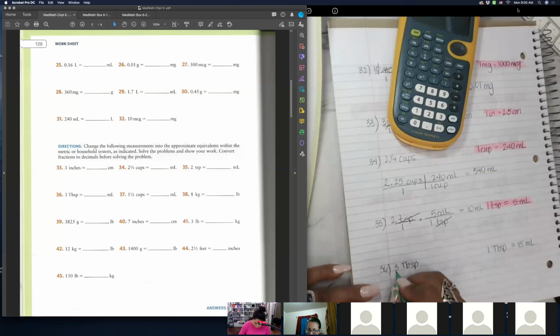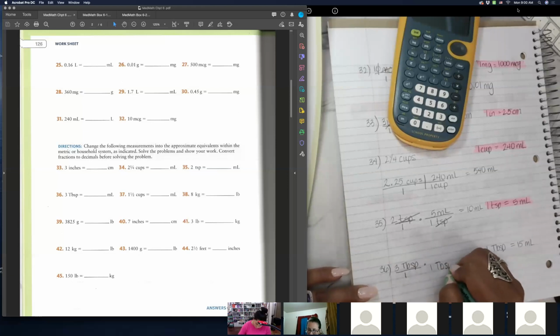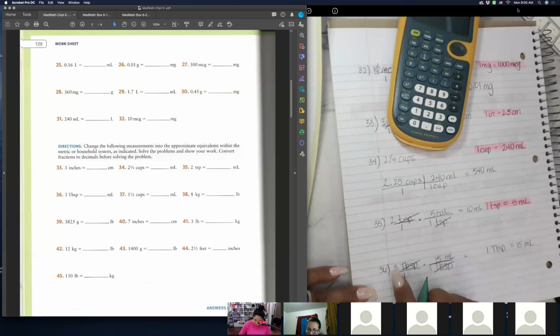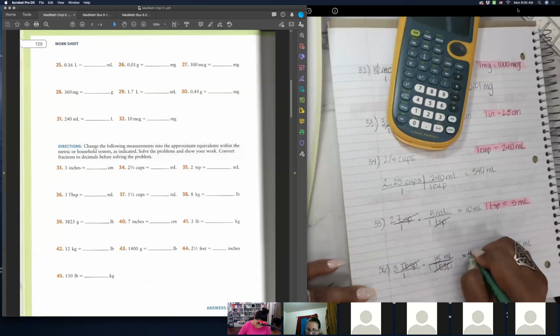Okay, so let's go ahead and put this over 1. Our 1 tablespoon equals 15 milliliters. I'm going to cancel my units. 3 times 15 is 45 milliliters.